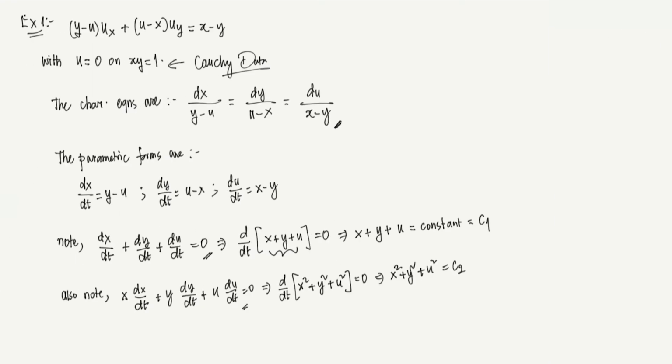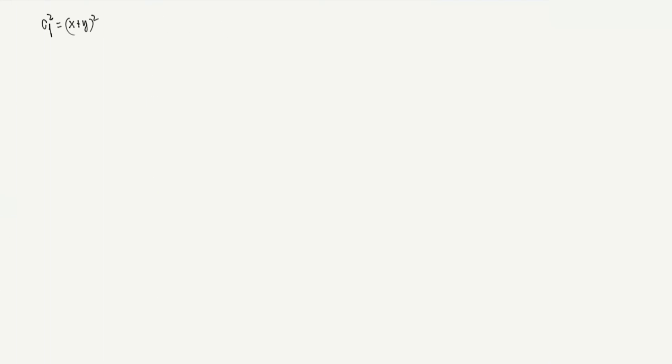Yes, you see, x plus y plus u is c1. So you can write it like this, c1 squared, which is equal to x squared plus y squared plus 2xy, which is nothing but c2 plus 2. Clear?